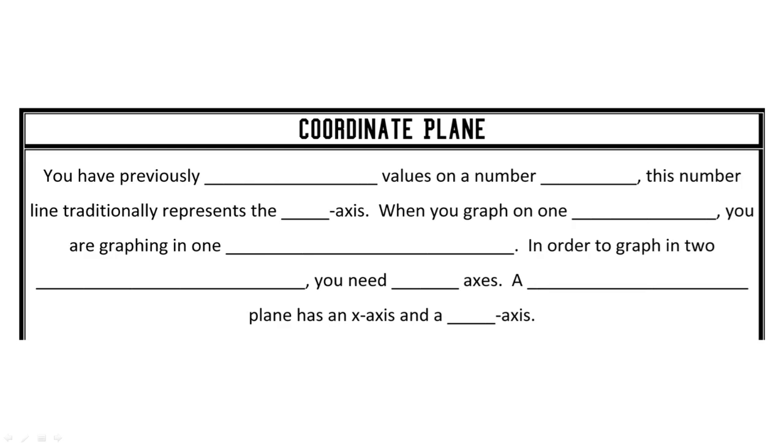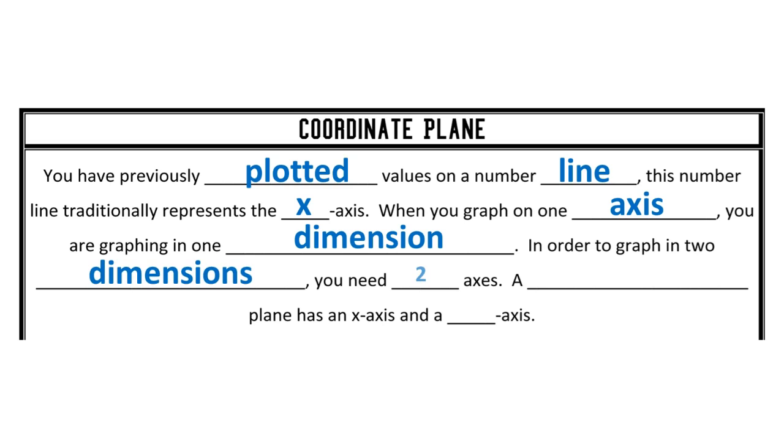Before we can understand ordered pairs, we need to understand where ordered pairs are plotted. You've previously plotted values on a number line. This line traditionally represents the x-axis. When you graph on one axis, you're graphing in one dimension. In order to graph in two dimensions, you need two axes. A coordinate plane has an x-axis and a y-axis.